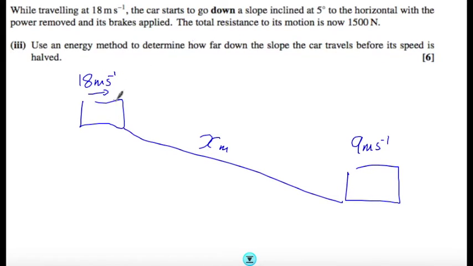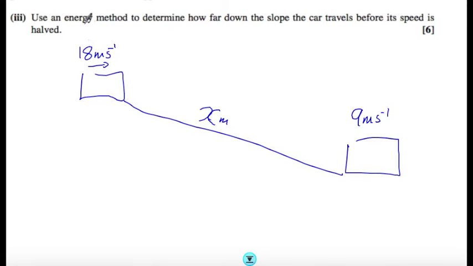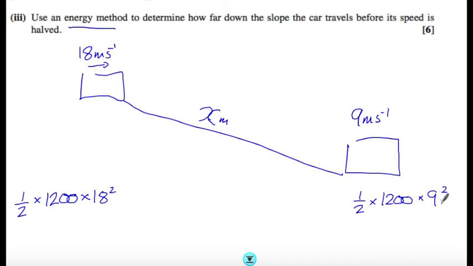Okay, so we know its speed has gone from 18 meters per second to 9 meters per second, and we want to know how far it took for that to happen. Since they've asked us to use an energy method, let's think about the energy it has at the start and the end of its journey. At the start it had a half mv squared kinetic energy, so a half times 1,200 times 18 squared. And at the end it's got a half times 1,200 times 9 squared. But we need to think about where that energy has gone.